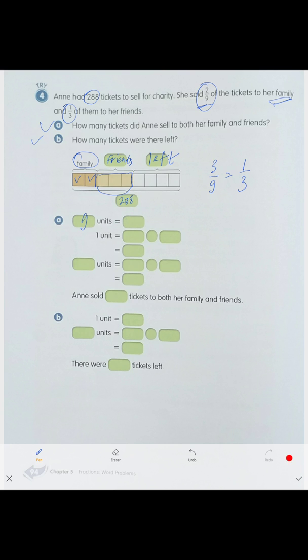9 units is 288 total. So how much is 1 unit? 1 unit is 288 times 1/9. How much is that? 32. So both family and her friends, this is 5 units. 5 units times 32. How much? 160. This is your answer. Anne sold 160 tickets to both her family and friends.